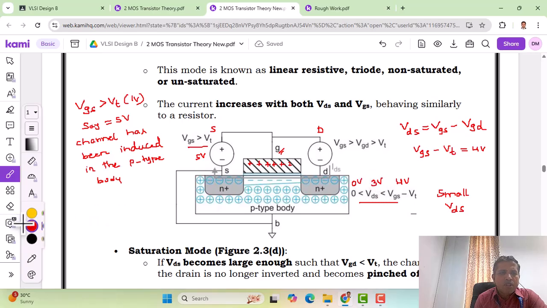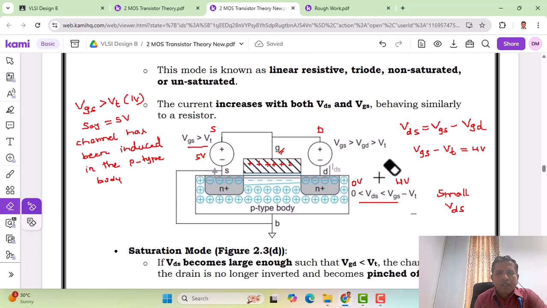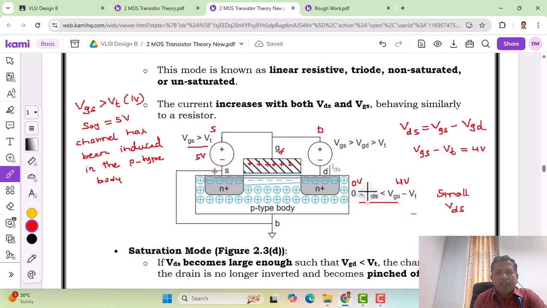We can even start from 0 and see what its effect is on VGD. I can't apply 0, because VDS must be greater than 0. Let us start with 1 volt as VDS. Of course, 1 volt lies between 0 and 4, therefore 1 volt can be applied. Now let us see what VGD is. Having known VDS, which is 1 volt, and VGS is 5 volts, obviously VGD will be 4 volts.